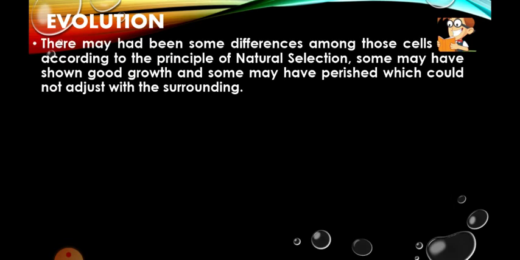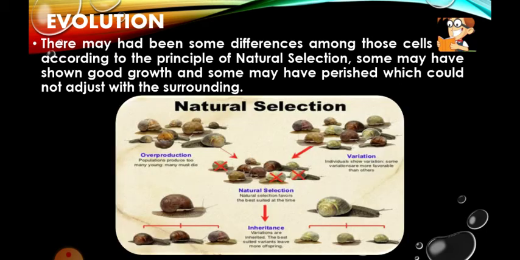There may have been some differences among these cells according to the principle of natural selection. That means nature, due to environmental conditions prevailing there, must have selected some of these cells. Differences might have arisen in them, and therefore some which could survive showed good growth, whereas some which could not show any adaptations to the natural or climatic conditions there must have perished, as they could not adjust with the surroundings.